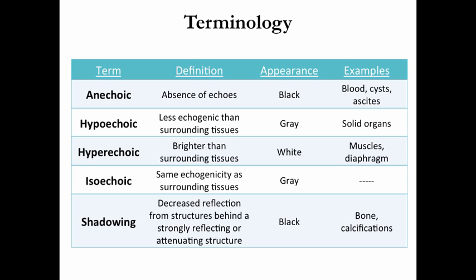Again, things that are anechoic would be things that are fluid-filled. So ascites, pleural fluid, blood appears dark and black on the screen. Solid organs tend to be hypoechoic, and so these will appear gray in color. That's in contrast with muscles, such as the diaphragm, which will create this bright white image.